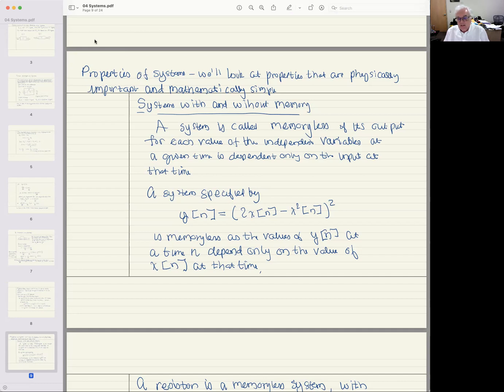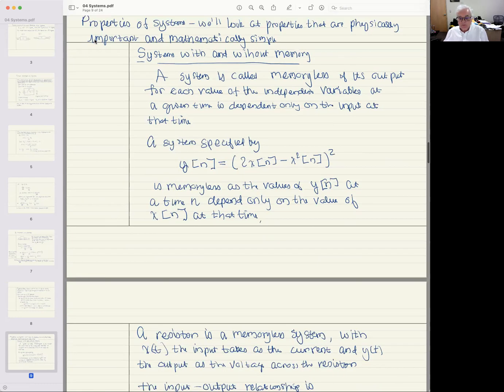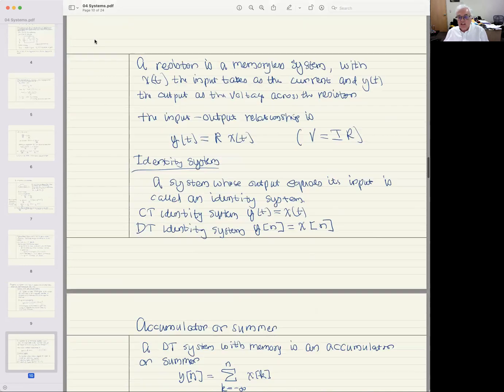I just give you an example. I mentioned that a resistor is also an example. Then I introduce what we call the identity system, which is a system whose output always equals its input. Now, you might wonder about the importance of identity systems. Let me alert you that they're quite important.